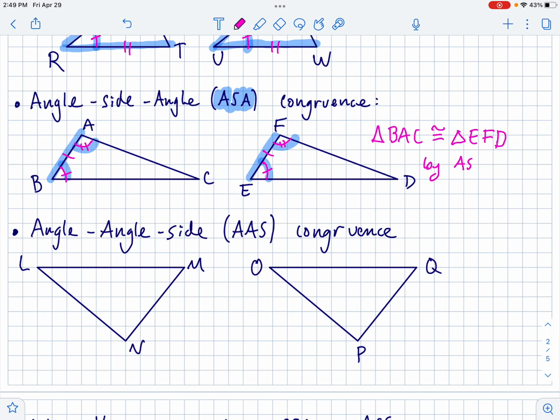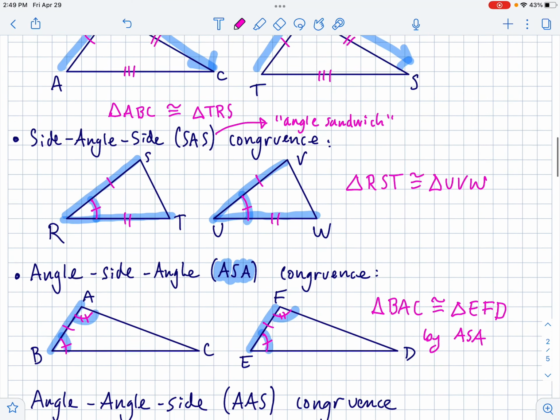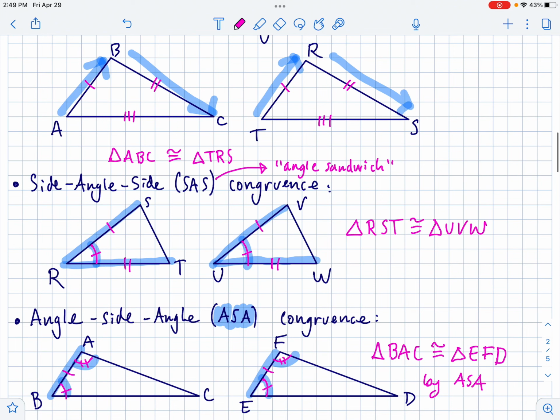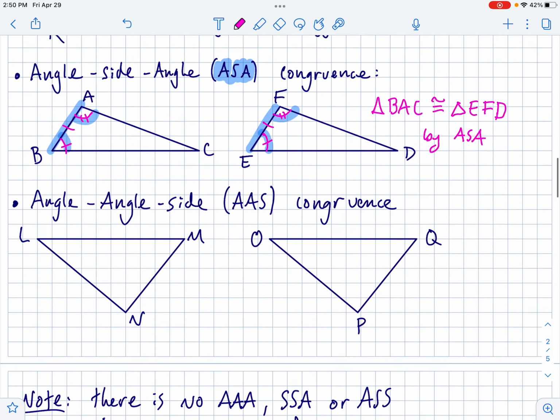I guess I could say by ASA. Yeah, let's maybe add that to these up here. Like this one is congruent by side, side, side, and this one is congruent by SAS. And you can just use those three-letter combinations on those. If we ask you why are these two triangles congruent, you can be like, oh, by SAS.